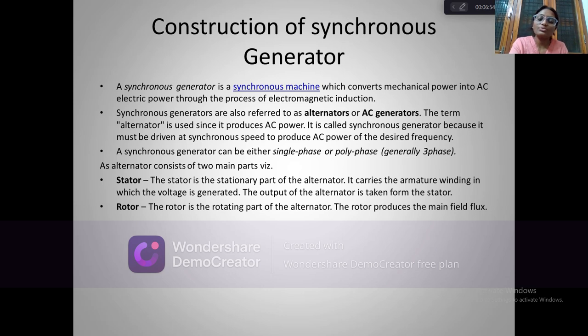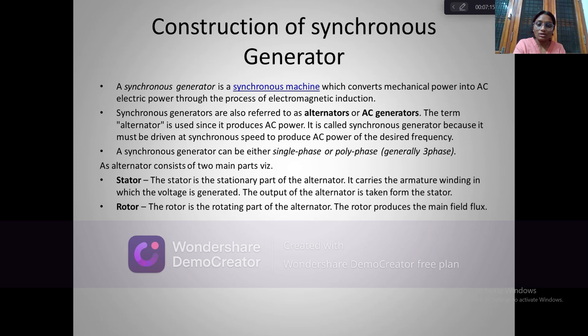One is stator and the other one is rotor. We'll know about the stator. A stator, the name just indicates a stationary thing. The stator is a stationary part of an alternator. It carries the armature winding in which the voltage is generated. The output of the alternator is taken from the stator.